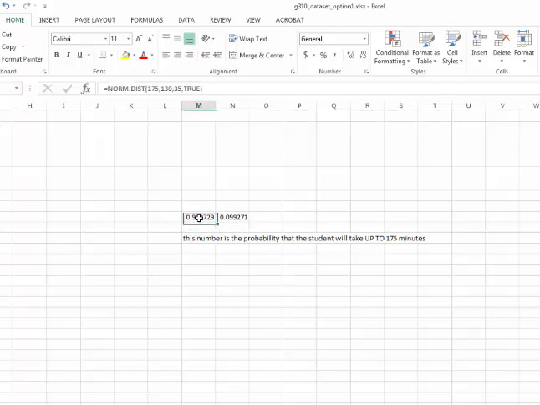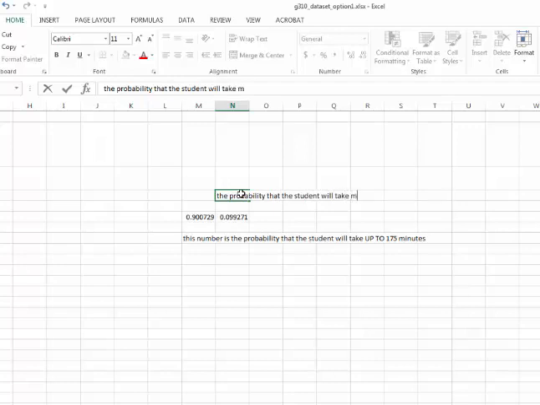So what we have to do is now subtract 1 minus the 0.90729. And this now is going to be the probability that the student will take more than 175 minutes.